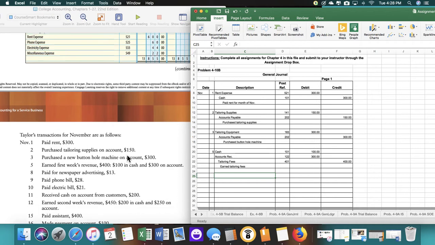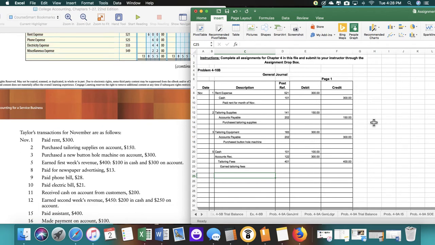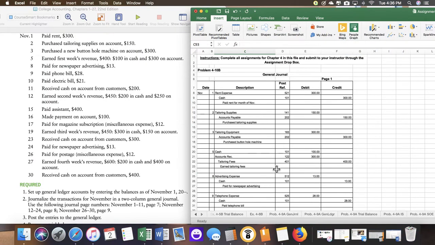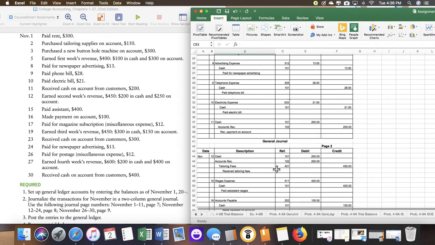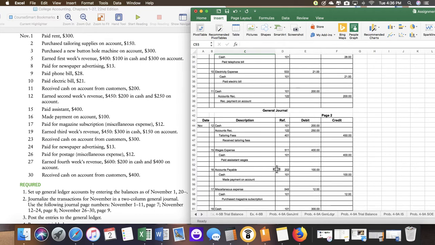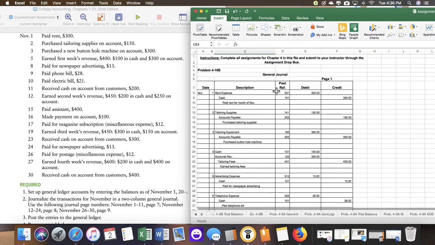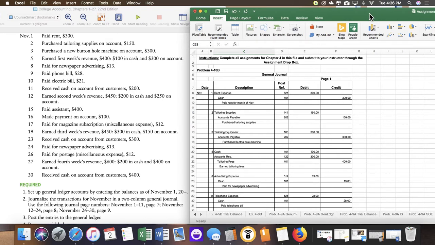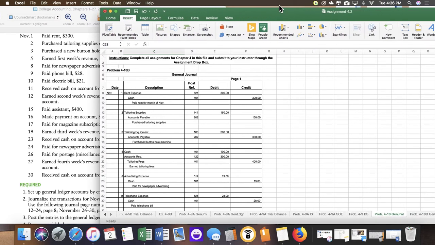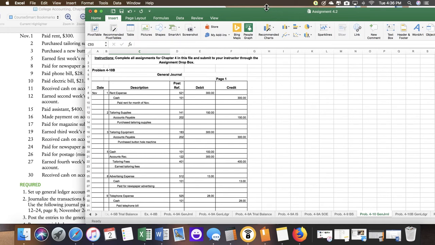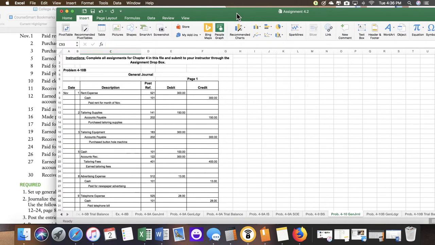So I'm going to pause the recording and finish up the transactions. Okay, now we have all of the transactions entered. Now our next step is taking these entries and posting them to the general ledger like we did in problem 5 and problem 9 as well. So again, this is a standard procedure in accounting. You have the journal and you just keep transferring the information from page to page. So let's go ahead and work on this.